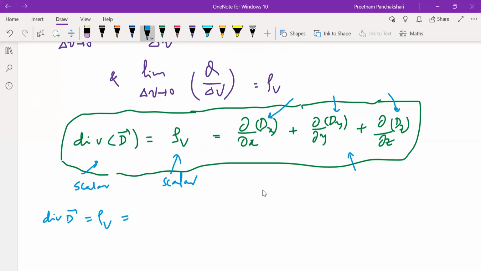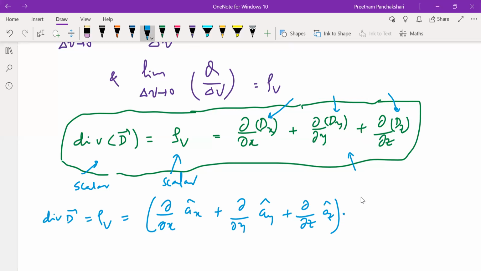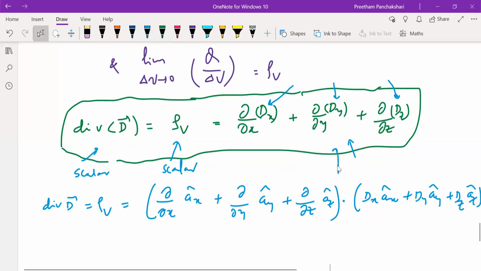D is multiplied with dou by dou x, dou by dou y, dou by dou z, that is, partial derivatives. So there must be two vectors in the last term. Keeping this point in mind, we try to define two vectors. The first vector may be dou by dou x ax, dou by dou y ay, dou by dou z az. This is dot product with vector D itself, Dx, Dy, Dz in vector form. If you perform the dot product between these two vectors, we will get back the third term in the above equation.